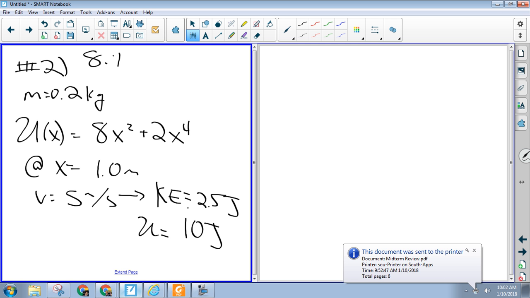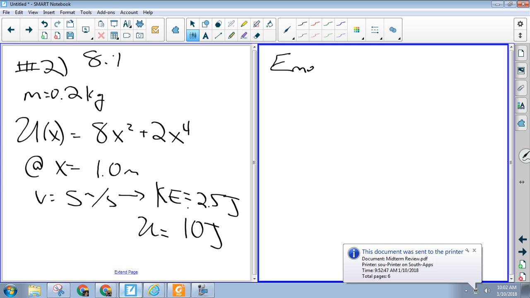Cool? All right, so what that means then is that my mechanical energy, I'm going to try to get in the habit of doing this instead of TE. So our mechanical energy is just the sum of those, so 12.5 joules. Follow? All right, so the question wants to know what's the speed when it's at the origin. So the origin means x equals 0, right?